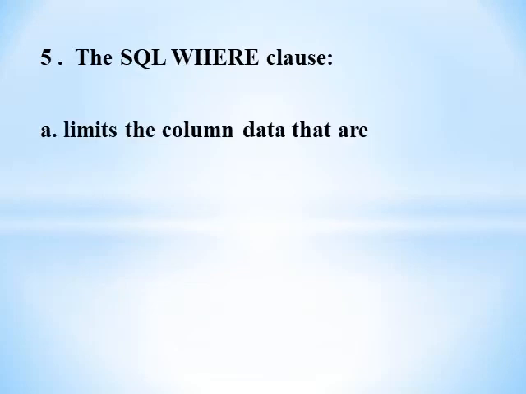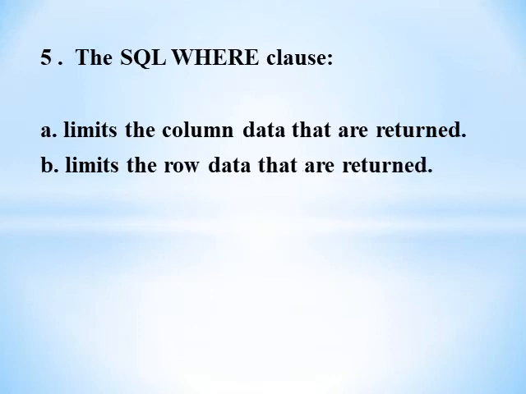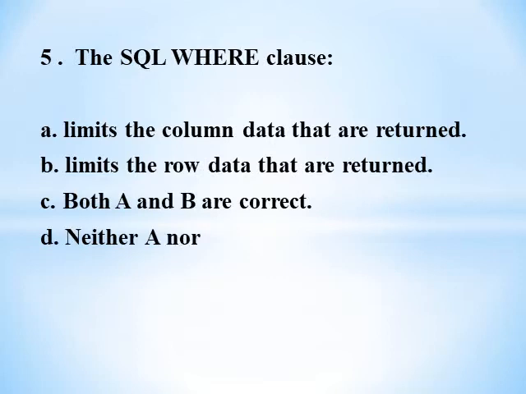Alright, so come to the next question. The SQL where clause: options are limits the column data that are returned, limits the row data that are returned, both A and B are correct, neither A nor B are correct. Basically in SQL, the where clause is used to specify the conditions, right? So when we specify the condition, it will limit the row data that are returned. So the right option is B.